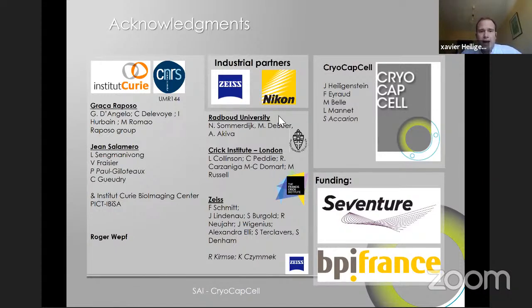Our academic partners at the moment, Radboud University and the Craig Institute, with whom we're developing a lot of these approaches, and you've seen some of these results. The people from Zeiss that have been helping us in assembling the whole system and having an advanced microscope next to our HPF, and former people from Zeiss. We've worked also a lot with Nikon in the past.